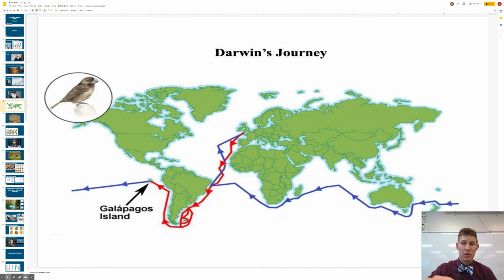It's supposed to be 2 years. It's supposed to follow this red line right here and then come to here and come back. They were just going to map out the coastline of South America for England. Well, Darwin, this being the scientist he is, decided to study a bunch of the creatures and everything.